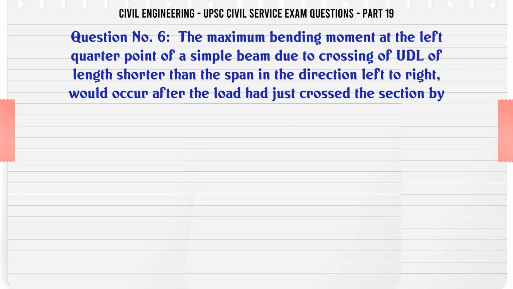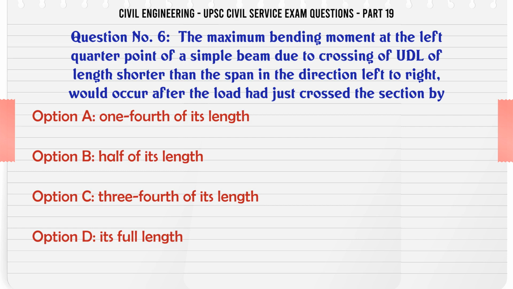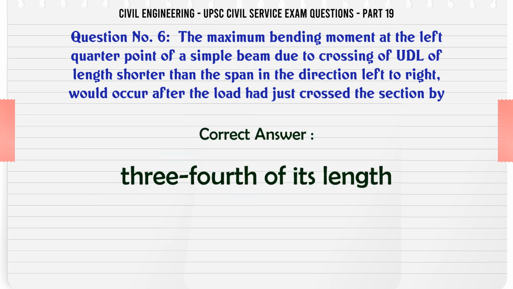The maximum bending moment at the left quarter point of a simple beam due to crossing of a UDL of length shorter than the span in the direction left to right would occur after the load had just crossed the section by A. 1/4 of its length, B. half of its length, C. 3/4 of its length, D. its full length. The correct answer is 3/4 of its length.